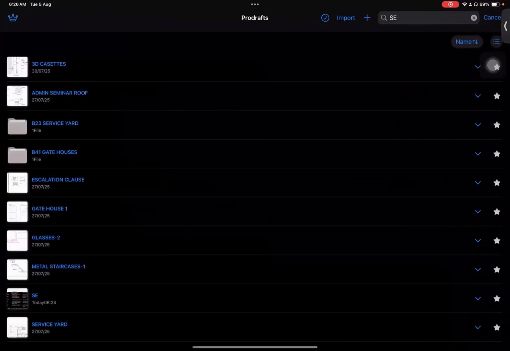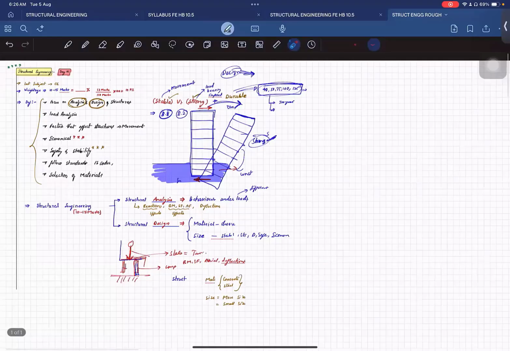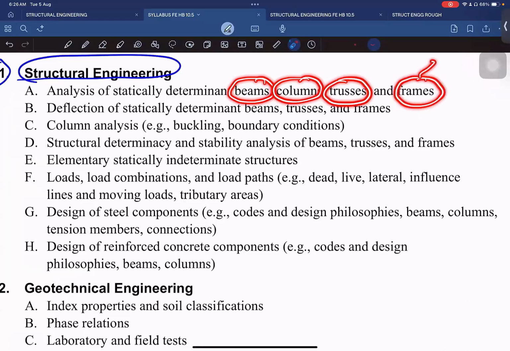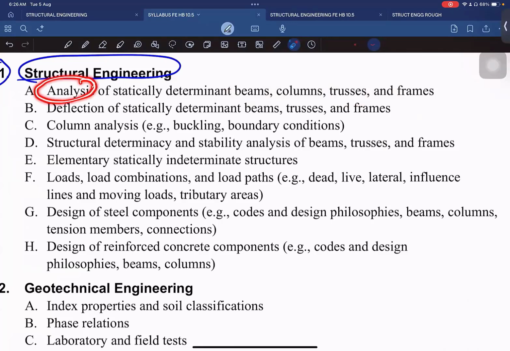Coming to the syllabus, the first topic is analysis of statically determinate structures. These are some kinds of elements, beams, columns, trusses, and frames. These are the structures, these are the elements. In the syllabus, we have to analyze beams, columns, trusses, and frames. We can study, no worries. And then the next topic is deflections of statically determinate beams, trusses, and frames. What is the meaning of deflection? Any answer? Moving away from the original point.